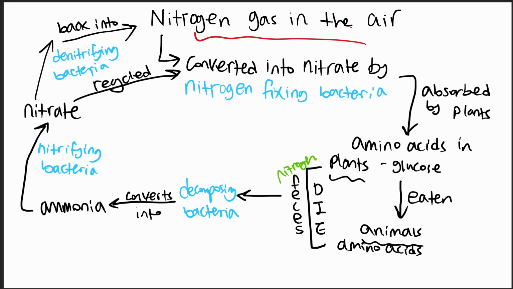We have nitrogen gas in the air. That's the source of new nitrogen into the cycle. We have the nitrogen-fixing bacteria. It fixes the nitrogen into something that can be absorbed by plants, because normal nitrogen, despite being like 75% of the air that we breathe, we can't use. Plants can't absorb it. Humans can't absorb it. We need it to be fixed. So it's converted into nitrate by nitrogen-fixing bacteria, absorbed by plants, made into amino acids in plants and glucose, and then it's eaten. And then last but not least, decomposing bacteria make ammonia, nitrifying bacteria recycle it back into the cycle, and denitrifying bacteria convert it back into nitrogen gas in the air.